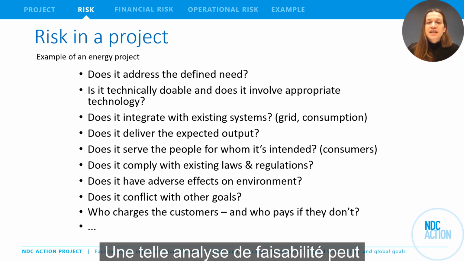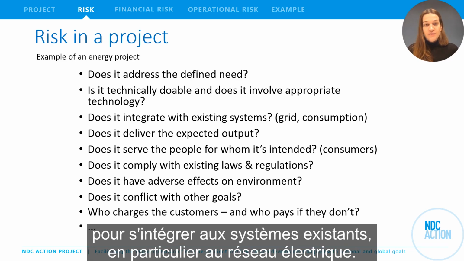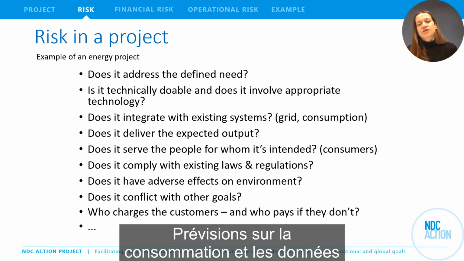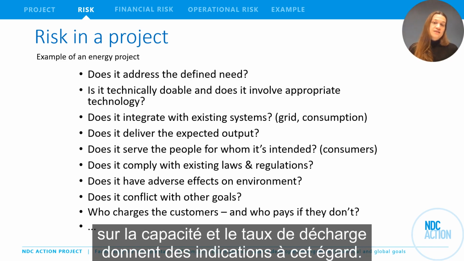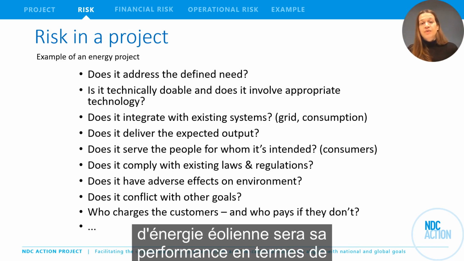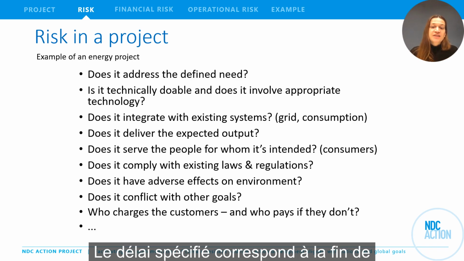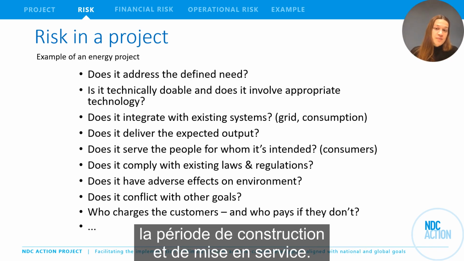Such a feasibility analysis can also include the potential of our wind power project to integrate with existing systems, especially the power grid. Forecasts on consumption and data on capacity and discharge rate give indication in this regard. The expected output of our wind power project will be its performance in terms of megawatt hours produced by a specified time. The specified time is the end of the construction and ramp-up period.